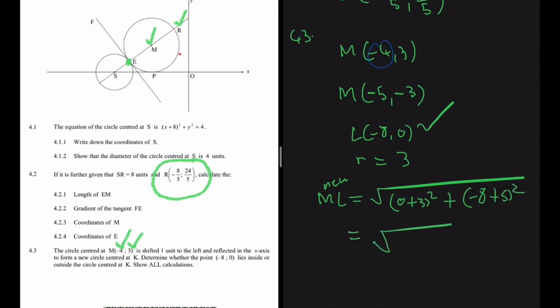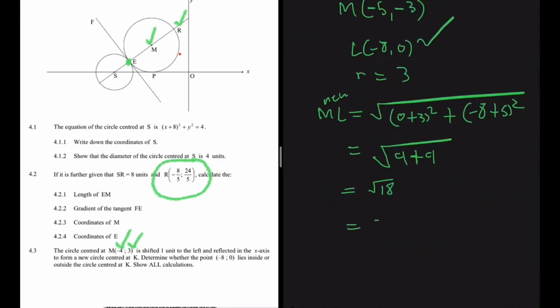So we basically have 3 squared, which is 9, and then minus 8 plus 5, that is minus 3. So we have 9 plus 9. So we have the square root of 18, which is the same as 3 multiplied by the square root of 2. So 3 multiplied by the square root of 2 is definitely greater than 3, right? So that point lies outside of the circle. So the point is outside the circle.